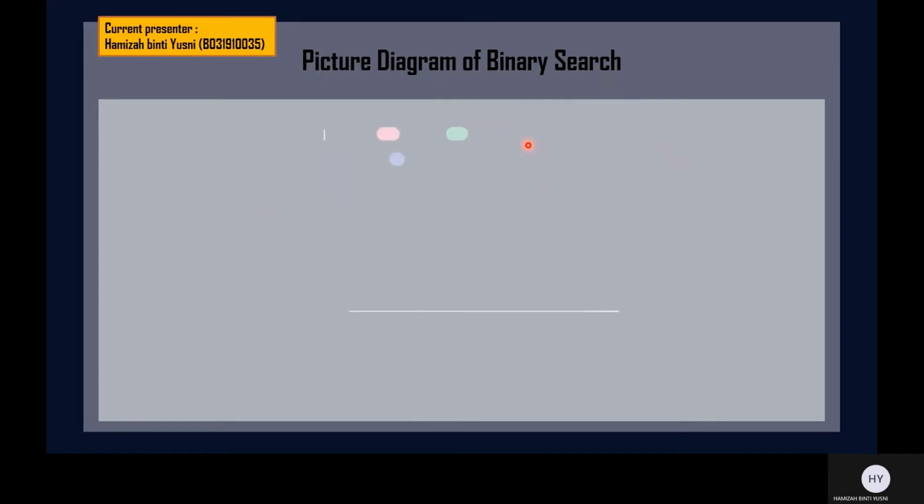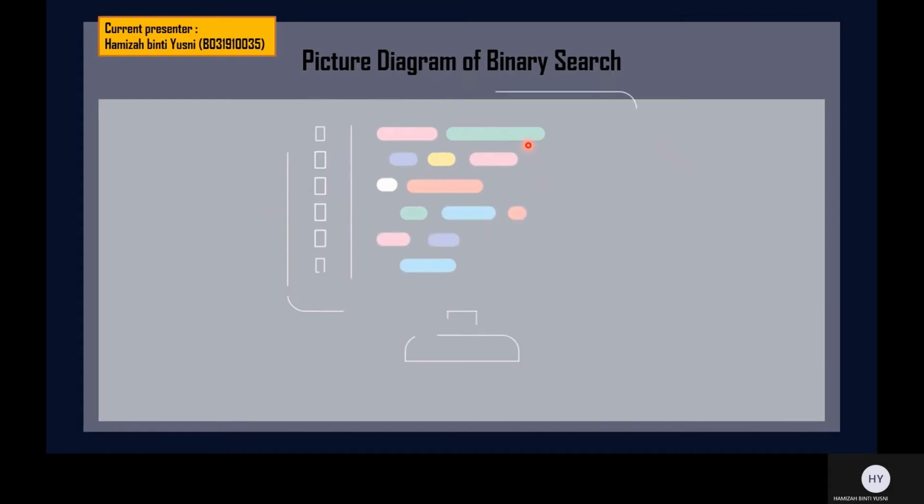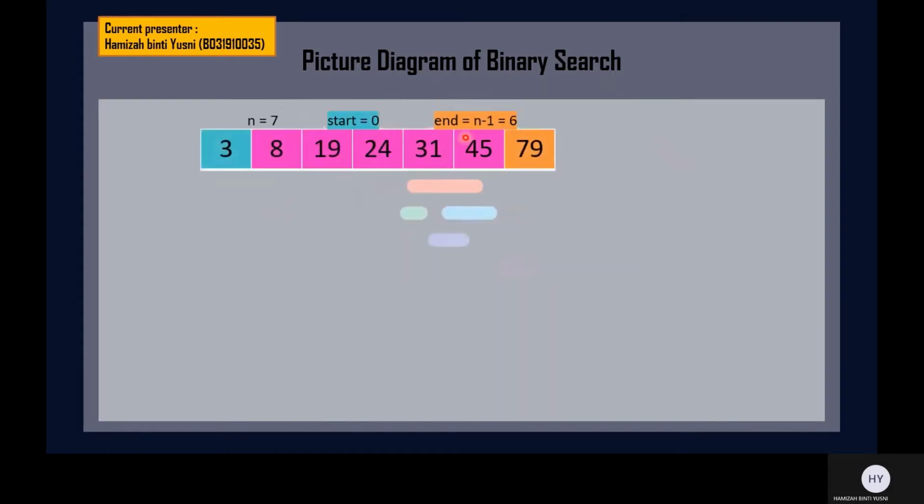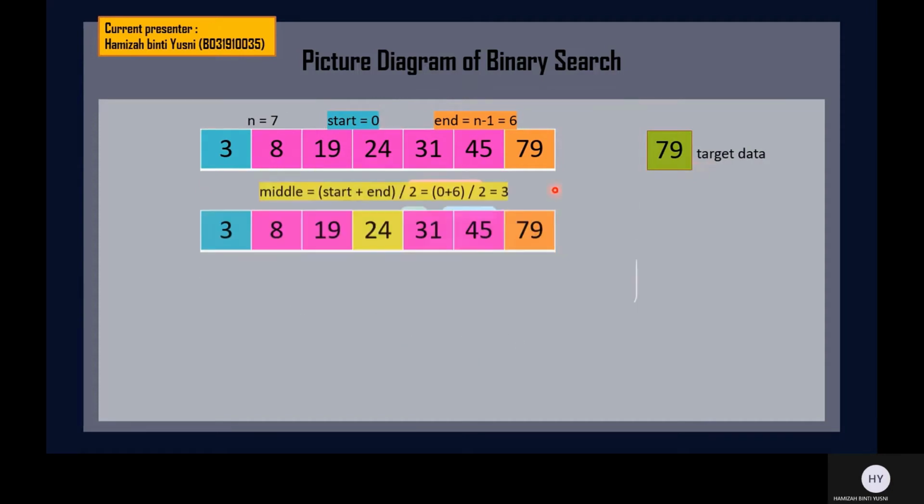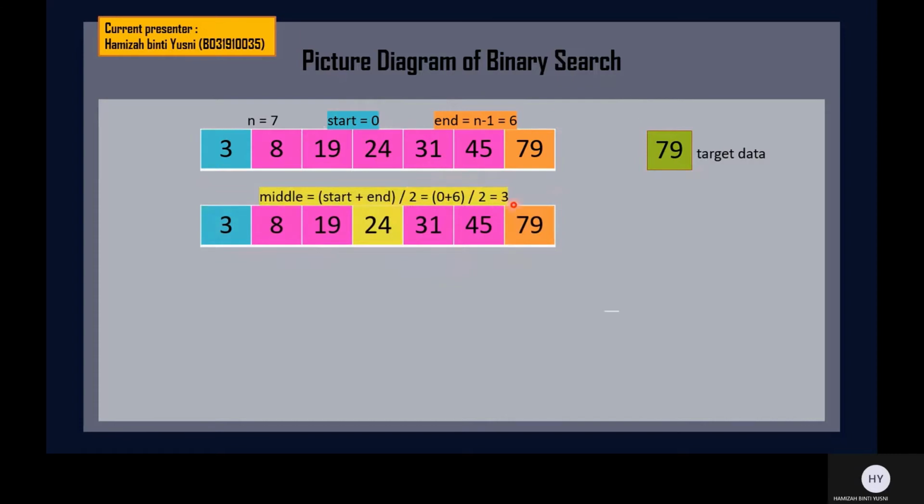So let's start with the picture diagram of binary search. First thing first, it will determine the start and end value and the target data. In this example, our target data is 79. After that, the array will be divided into 2, so that we will get the middle value. Since we already got the middle value by using the formula, we can see here that it will get 24 as the current middle element.